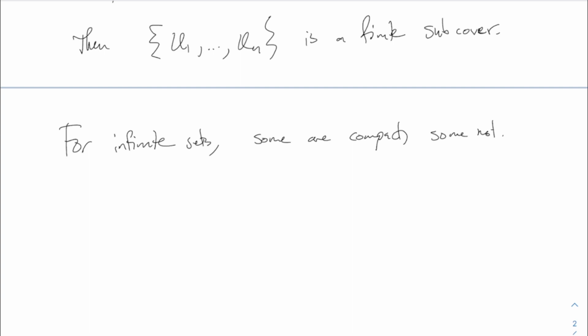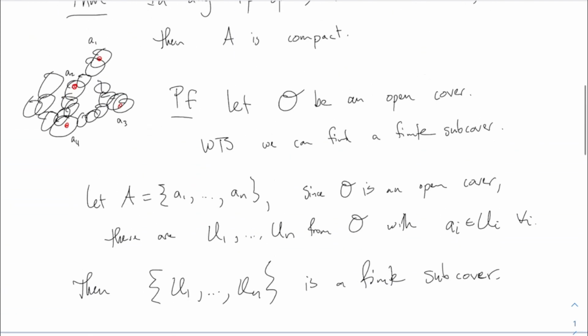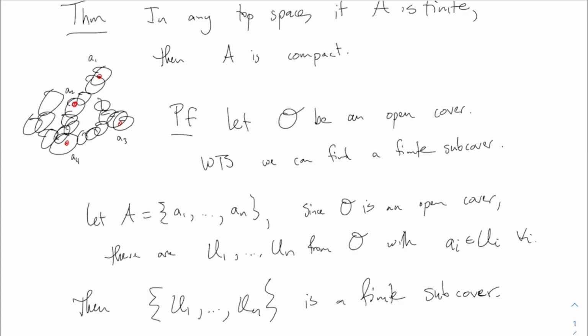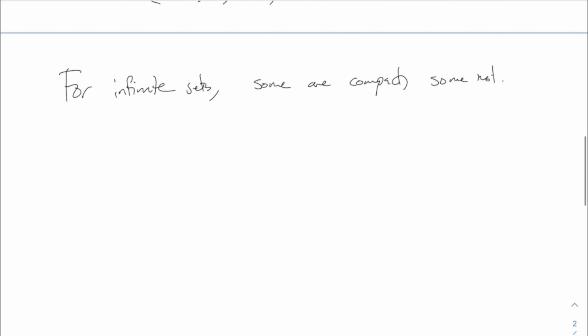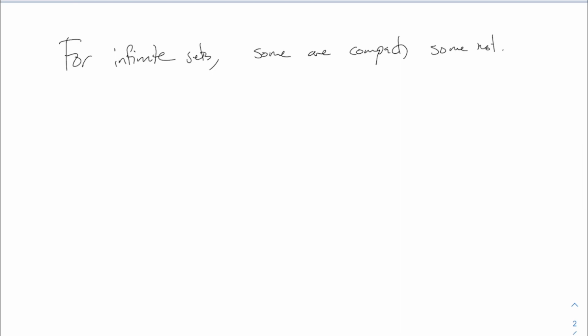Some are compact, some are not, if the sets are infinite. Okay. I would like to talk about one other simple situation. I would say this one where the set is finite is a simple situation. I kind of wrote a lot of words here, but I hope that you agree that the idea is very straightforward. What about another situation which is fairly simple?